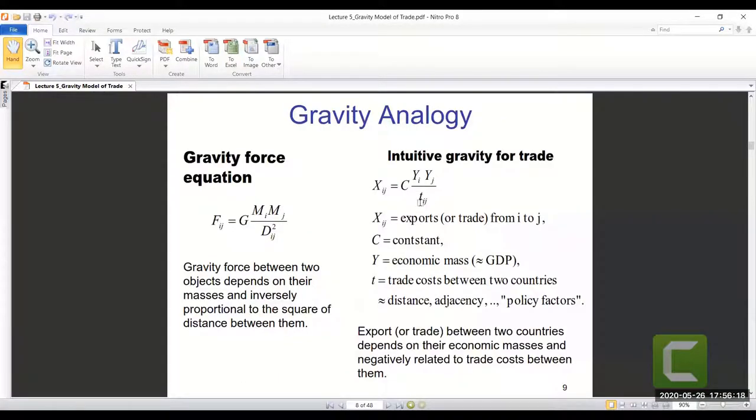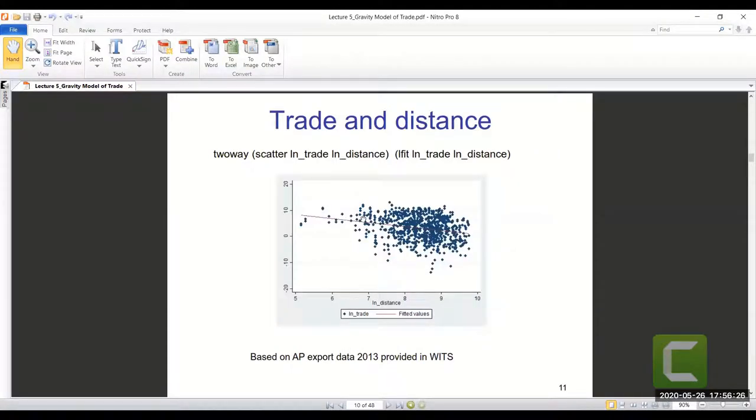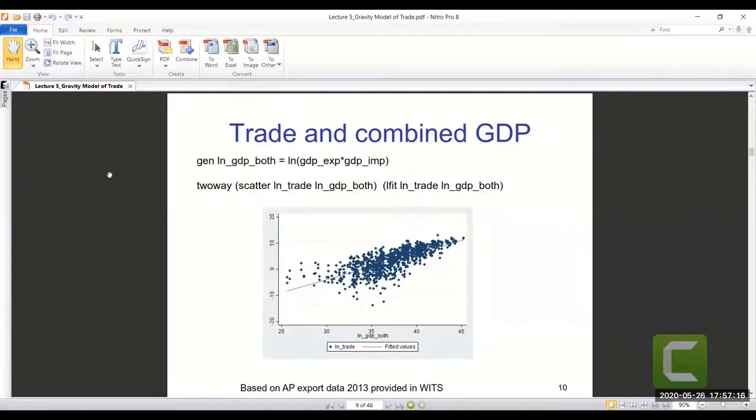Another item here is trade cost. For example, if we are taking the distance itself, more or less for this particular data, it seems that there is a negative relationship between distance and the flow of goods and services. Well, you may have heard something like geography died, or the role of geography is diminishing because of globalization. But it seems that those economies which are closer still tend to trade more, like Asian countries, such as Japan with China, than some other economy which is far from a certain country.